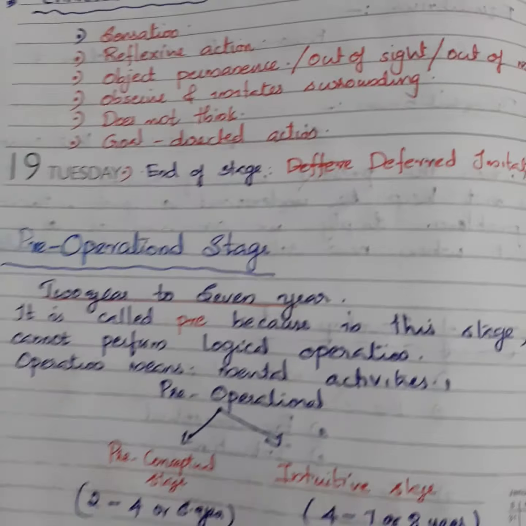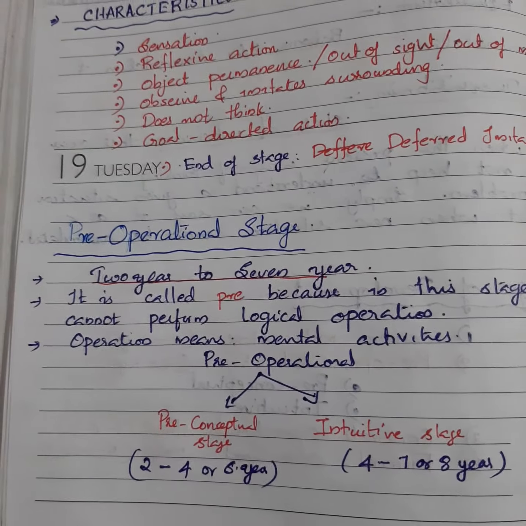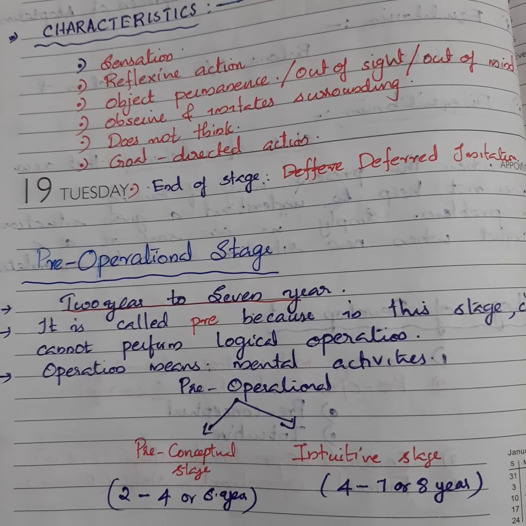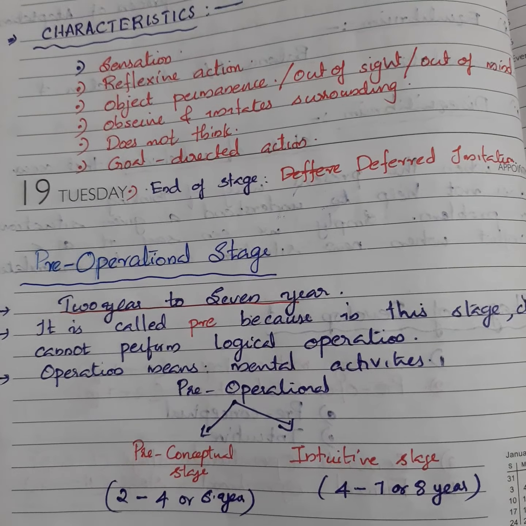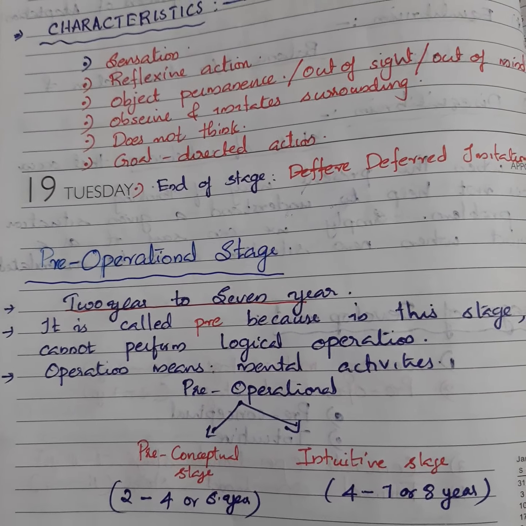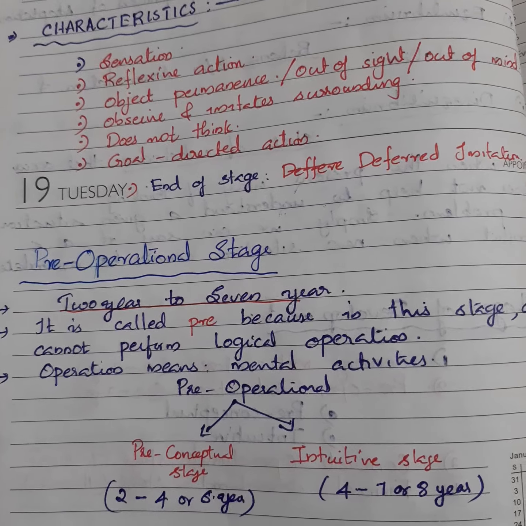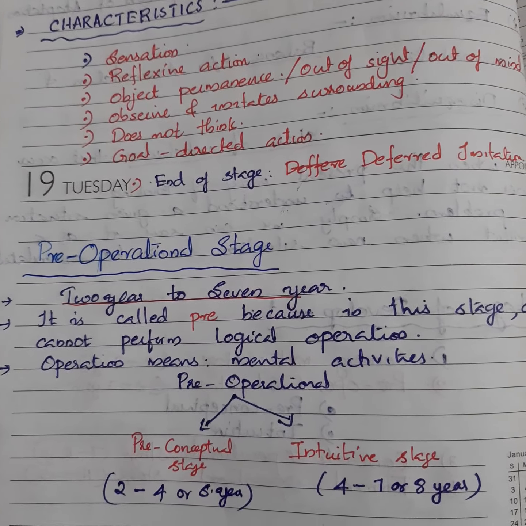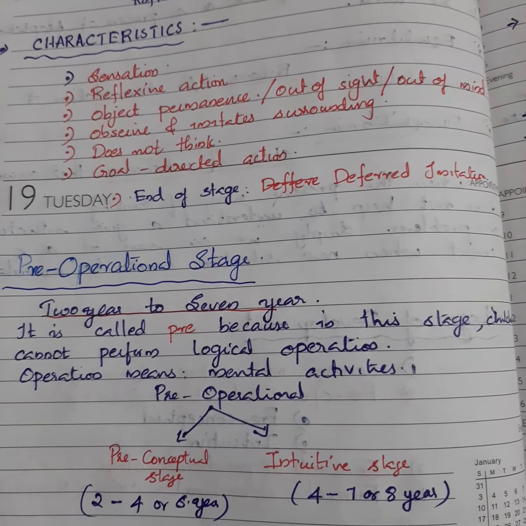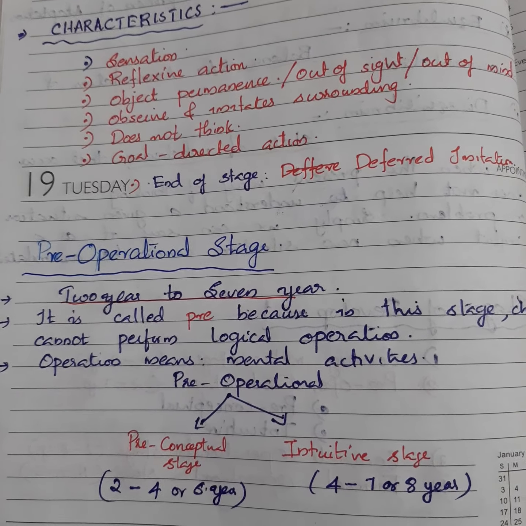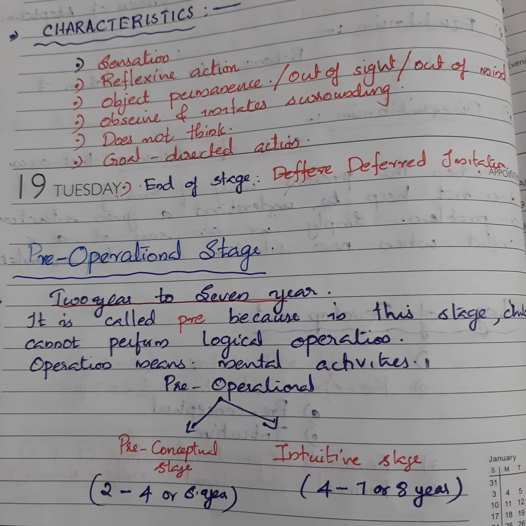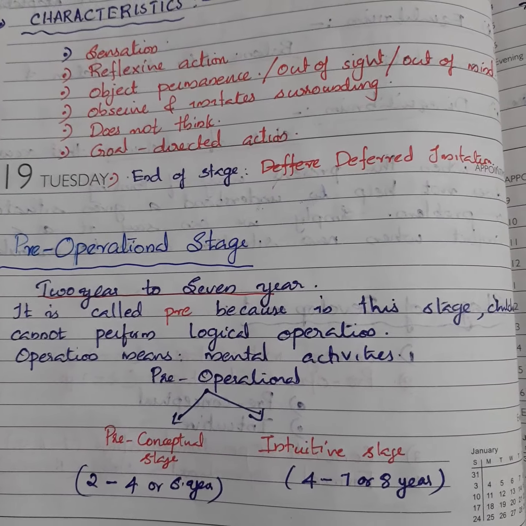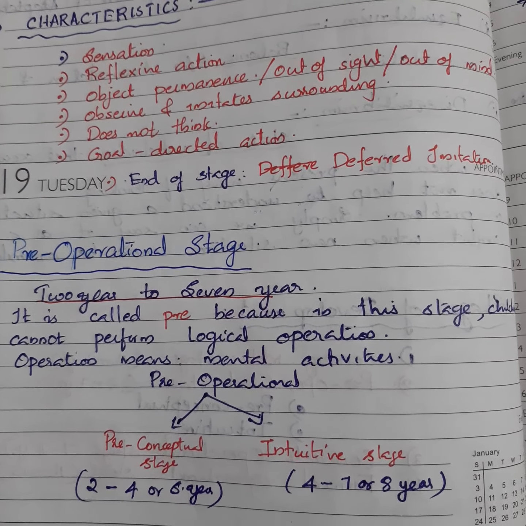Now let's pass on to the next stage, that is pre-operational stage. This stage is roughly between 2 to 7 years. It is called pre because in this stage, children cannot perform logical operations.